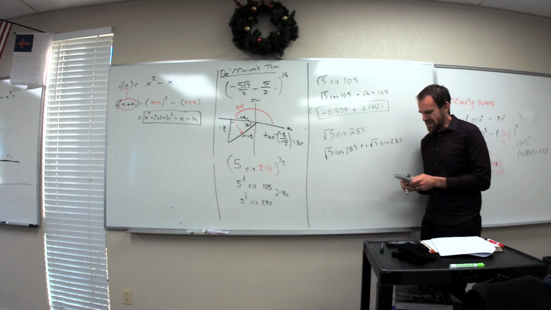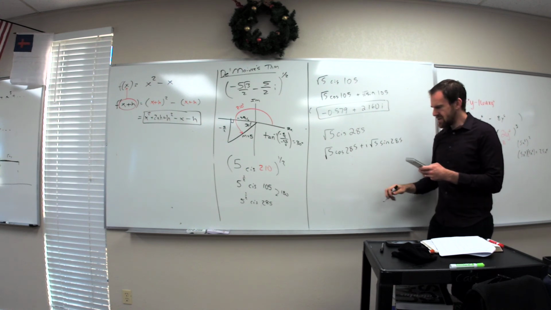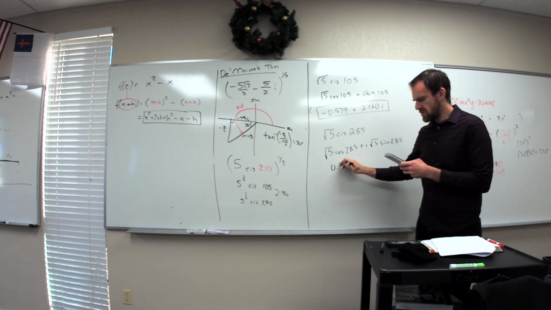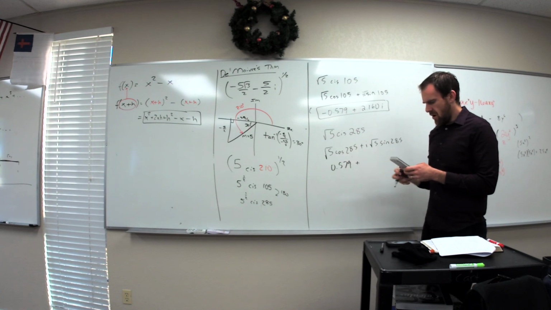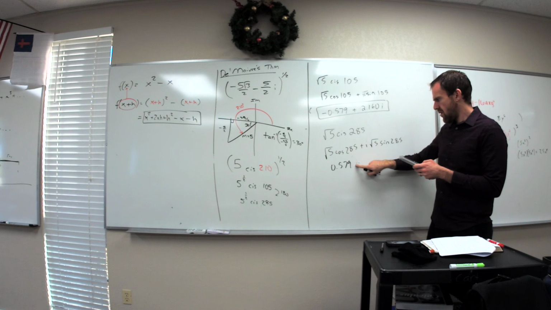So, then you're going to evaluate this one. Square root of 5 cosine 285 is that. Square root of 5 sine of 285 is this.